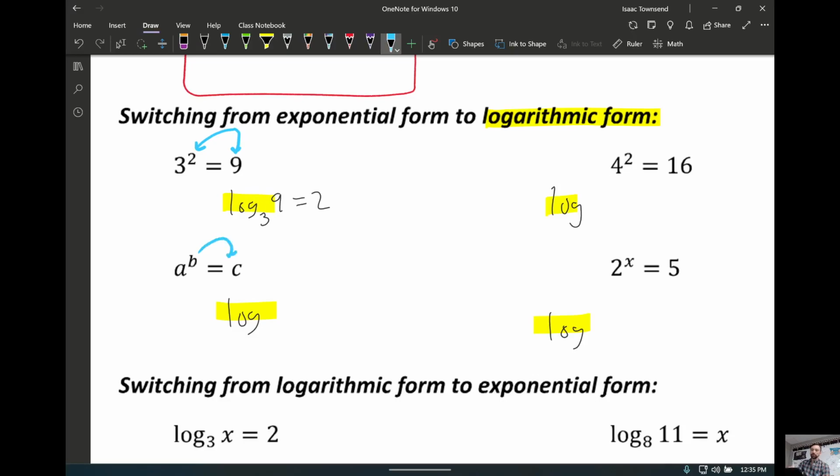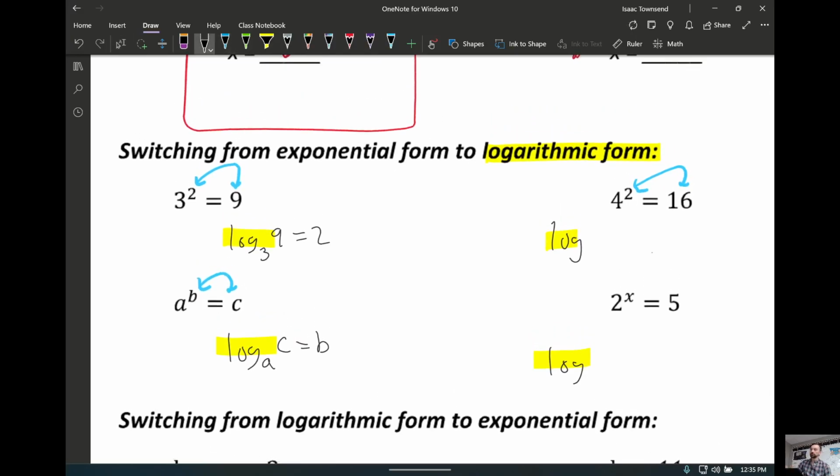This one, you would swap the b and the c. So logarithmic form would say log base a of c equals b. Switch the 2 and the 16. So this one says log base 4 of 16 equals 2. Or switch the x and the 5. Notice I'm switching the same 2 things every time. So log base 2 of 5 equals x.